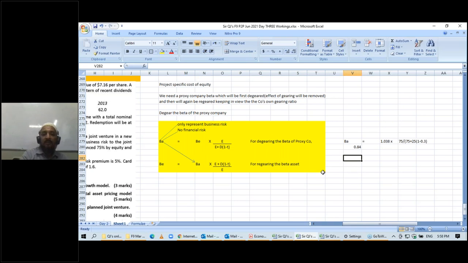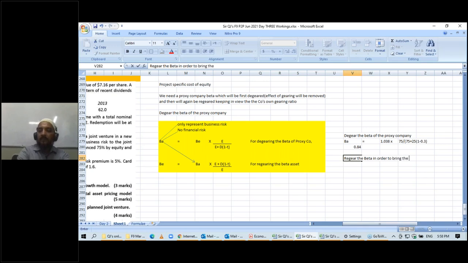Now the next step is re-gearing the beta. Re-gear the beta in order to bring in the effect of the financial gearing of the card company itself, the own gearing effect.